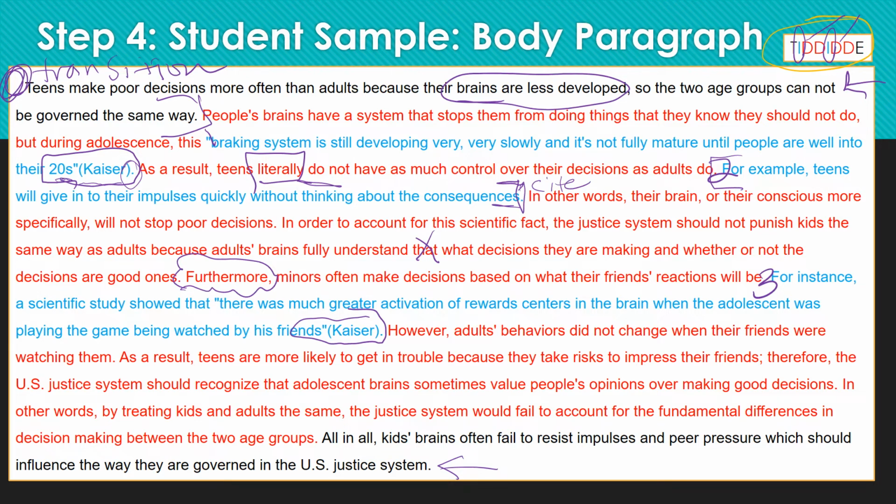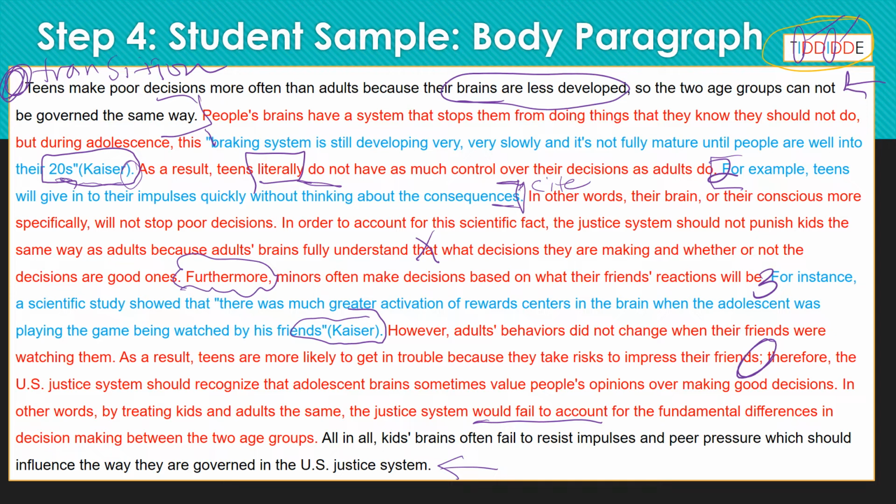However, adults' behaviors did not change when their friends were watching them. As a result, teens are more likely to get in trouble because they take risks to impress their friends. Beautiful semicolon. Therefore, the U.S. justice system should recognize that adolescent brains sometimes value people's opinions over making good decisions. In other words, by treating kids and adults the same, the justice system would fail to account for the fundamental differences in decision-making between the two age groups.